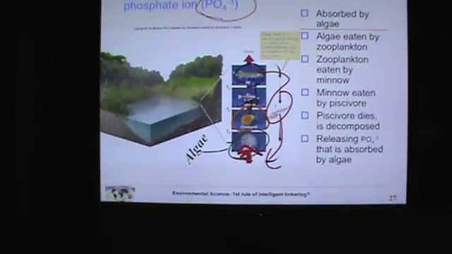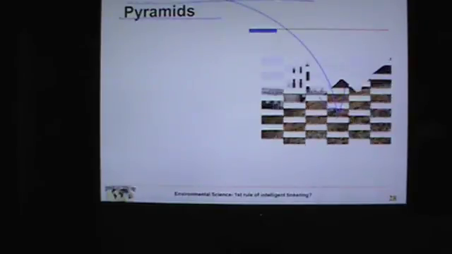That releases that phosphate ion back to the algae, absorbing it, repeating the cycle. That's a cycle. Let's talk a little bit about ecological pyramids. That's kind of where we're leading up to and how things flow through the environment.